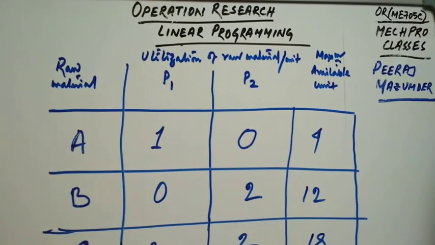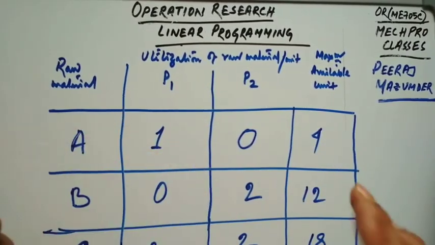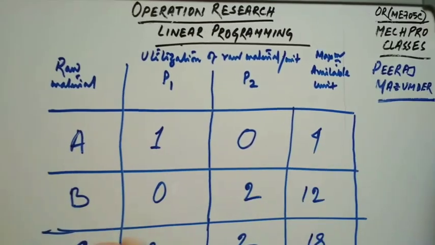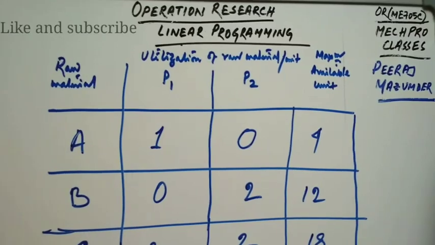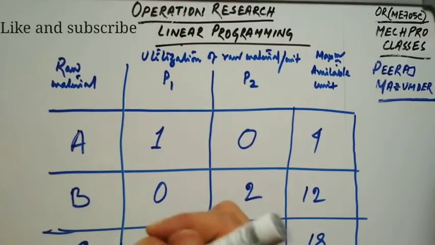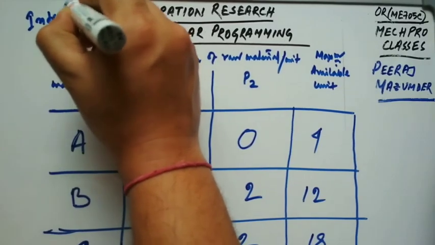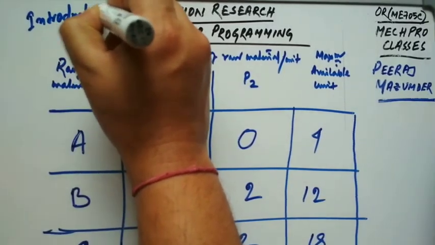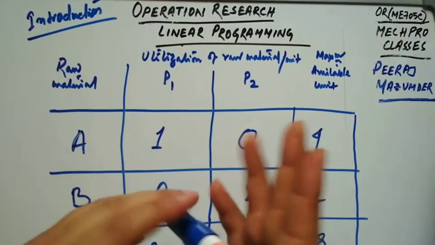What basically is linear programming? I will later come to this decision matrix. We will solve this in the later part. First of all, in a few words, I just want to give you some knowledge of linear programming. So in the introduction part, I can say linear programming is one of the operation research techniques.